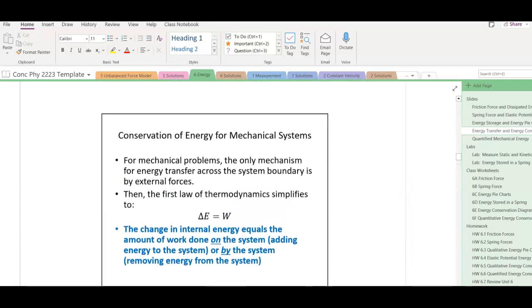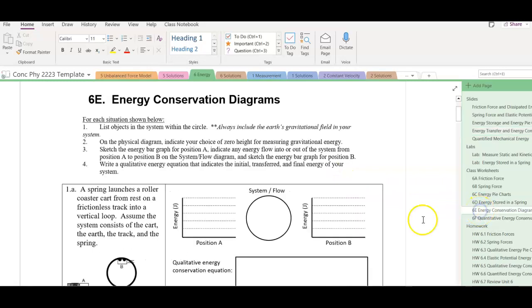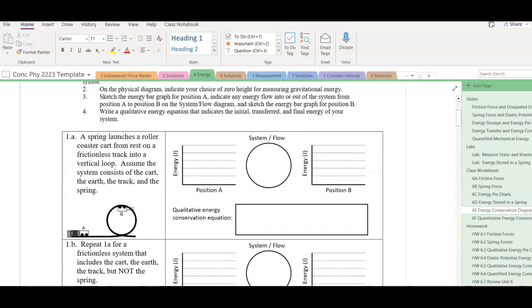Okay, so now we're going to go to worksheet 6E and talk about energy conservation diagrams. This is a method of analyzing systems where there is an energy transfer. And so first I want you to look at this energy conservation diagram.